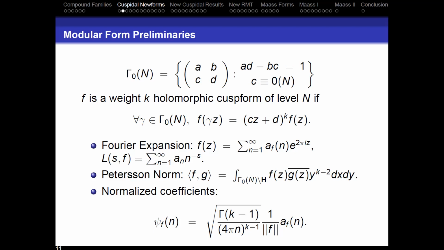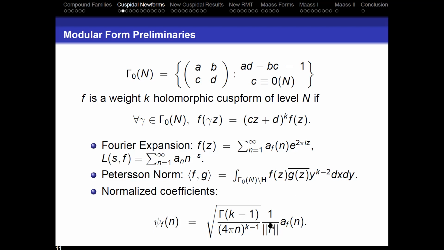Right, you said that you want to normalize the coefficients because then they'll be multiplicative. Does that mean that a sub mn equals a sub m times a sub n? If m and n are relatively prime, yes. And that's from the L function expansion, right? And that's in the L function expansion. But if you normalize them differently, then you're going to have other factors coming into play.